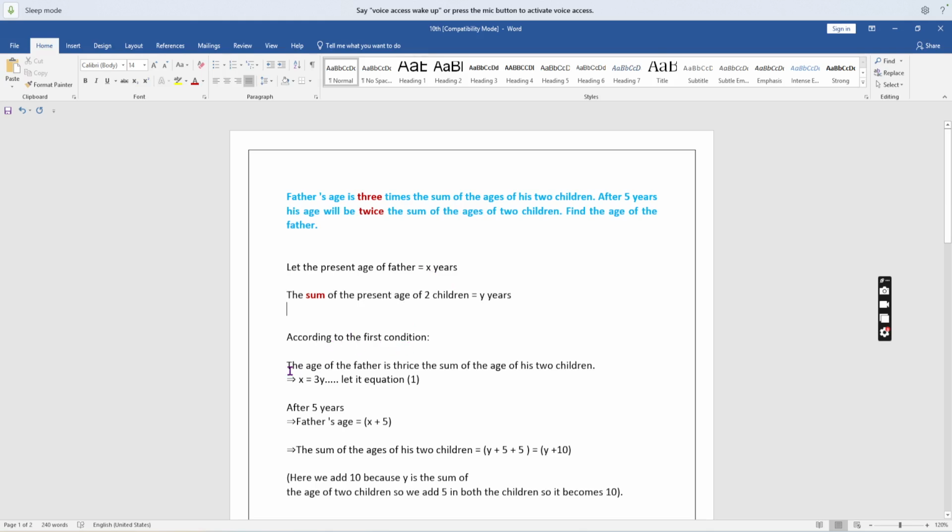Now, according to the first condition, the age of the father is thrice the sum of the ages of his two children. It means x is equal to 3y.